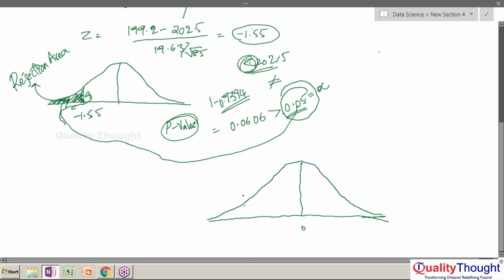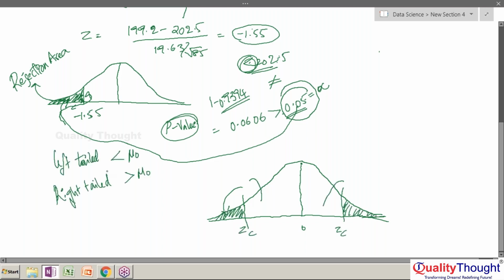Right-tailed will be taken when there is an assumption of a value greater than the mean. When there is a value of less than the mean, then it is left-tailed. When it is not equal, then it is something like this. All of you understand this?